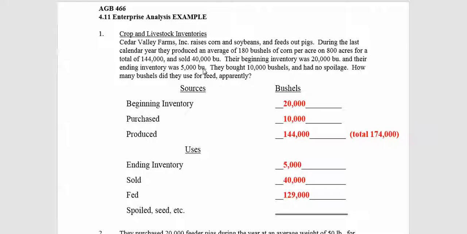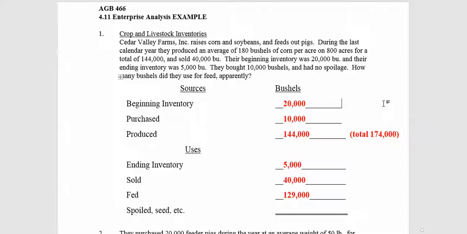And throughout the year, we buy corn, we sell corn. Throughout the year, we buy pigs, sell pigs. So in this scenario, we're going to take a look at trying to compute how much corn we actually use, how much pork we actually produce, and the cost of producing that. So let's take a look here. Our first question is how many bushels of corn did we feed?